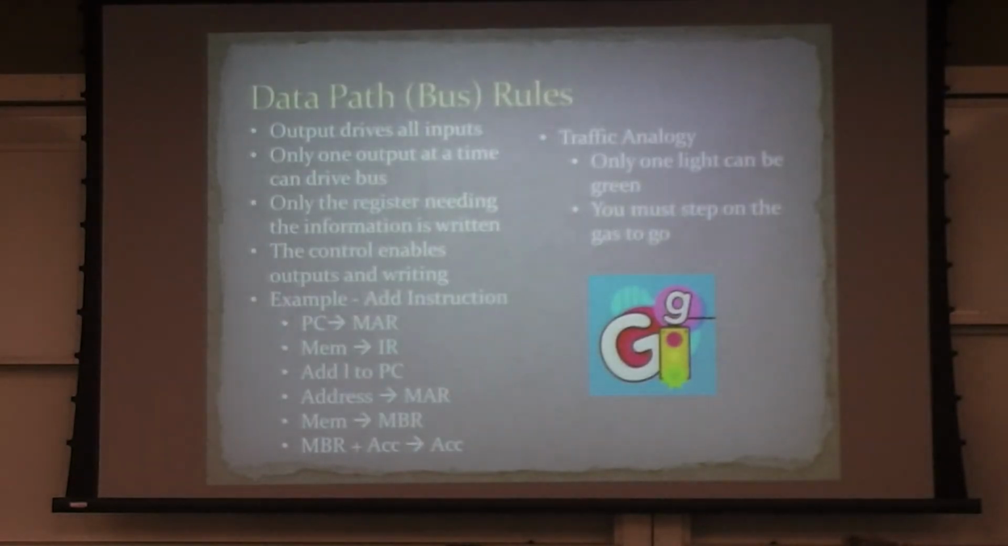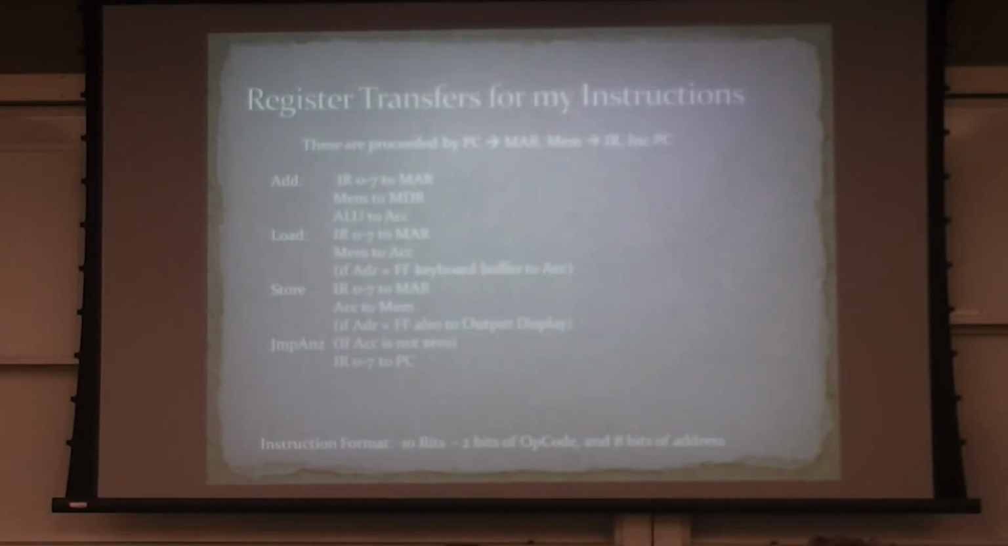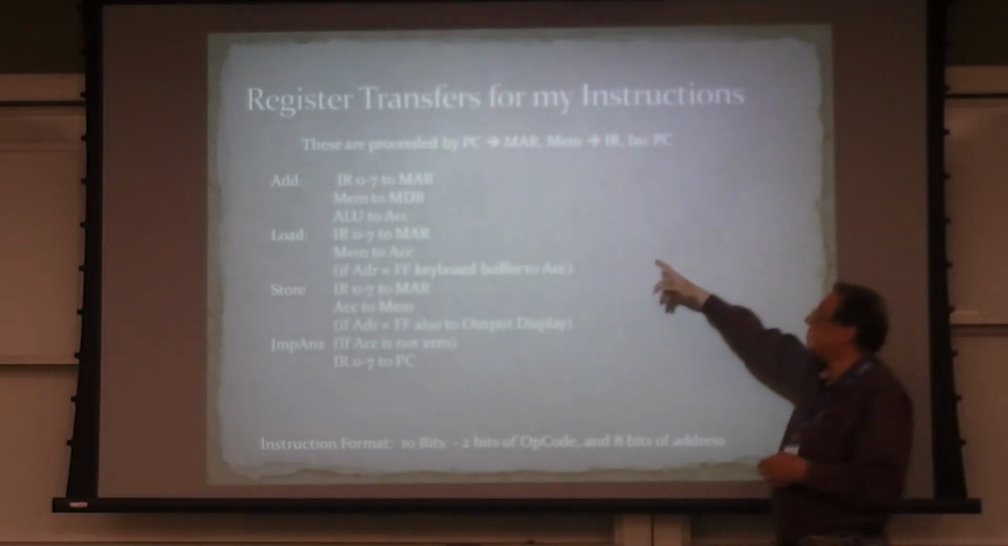Instructions, we've looked at those already. There's some things that are kind of rules on the data path. I guess we'd better not spend time on that. This shows the steps that happen each time we process an instruction. So that instruction decoder does these things.